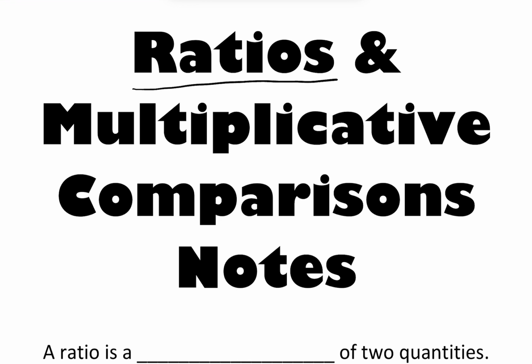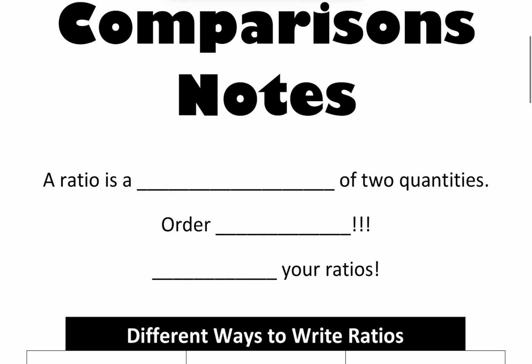And then ratios are kind of like what's called multiplicative comparisons. Multiplicative is that word. So ratios repeat themselves over and over. So that's where the multiplicative comparisons comes from. Okay? So a ratio, again, is a comparison of two quantities, and quantities are numbers. So ratios compare numbers.